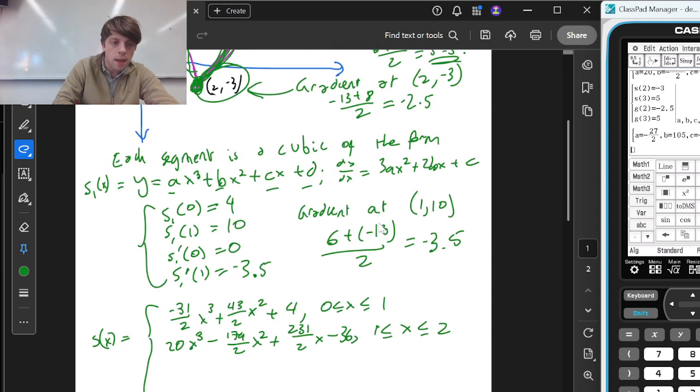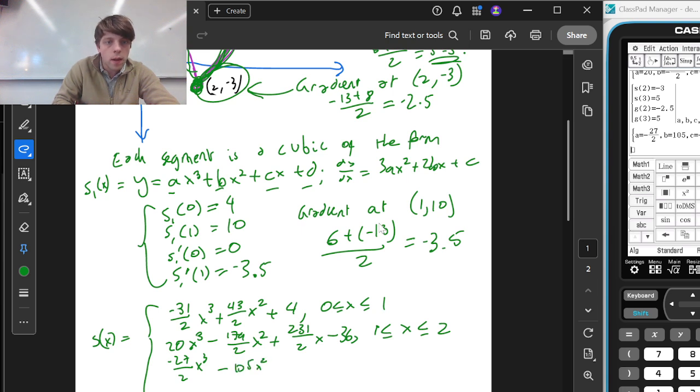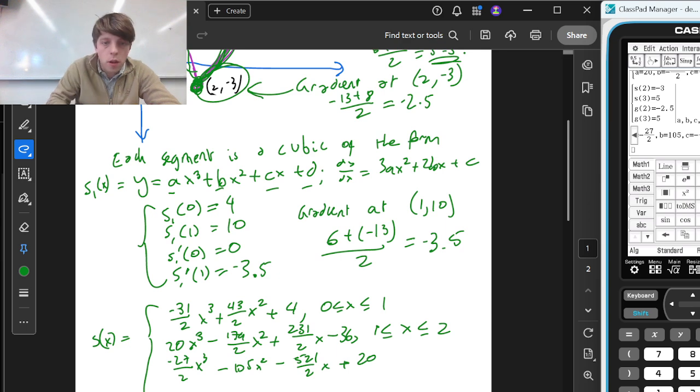And once again, we solve for A, B, C, D, and that gives us the answer like so. I'm just going to write that in over here. So that's -27 over 2 x cubed minus 105 x squared minus 521 over 2 x plus 20, I believe that is 206, from x equals 2 up to x equals 3.